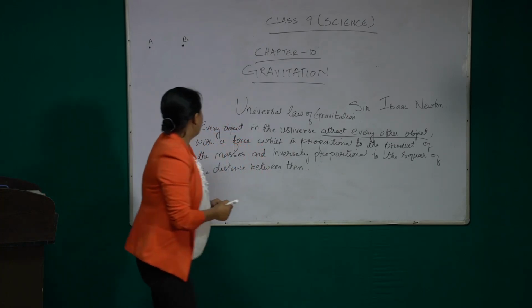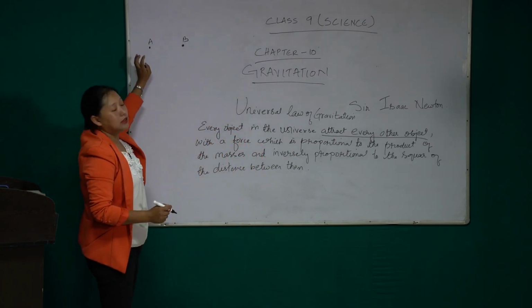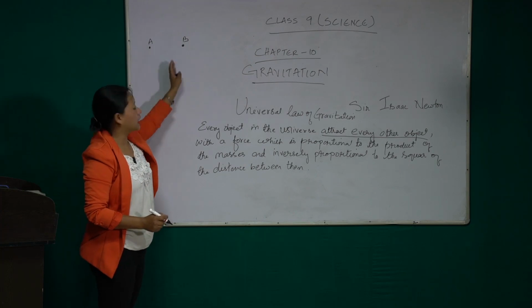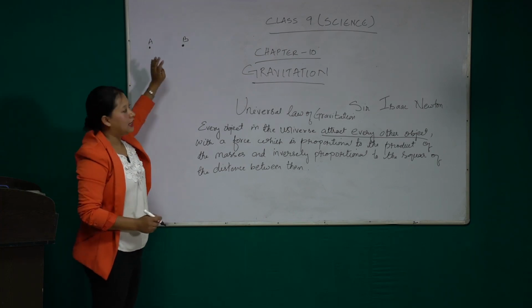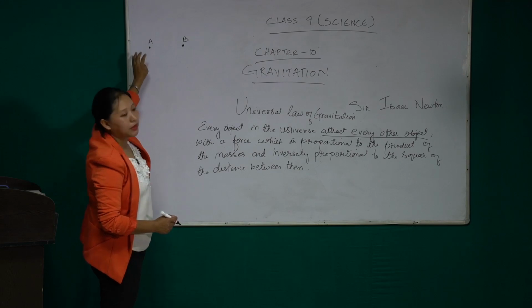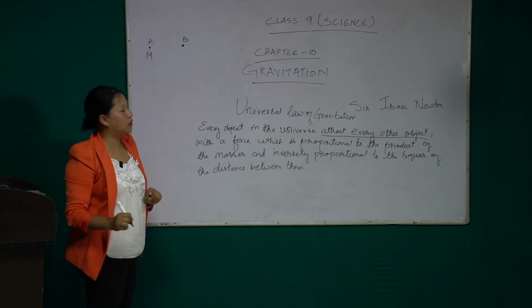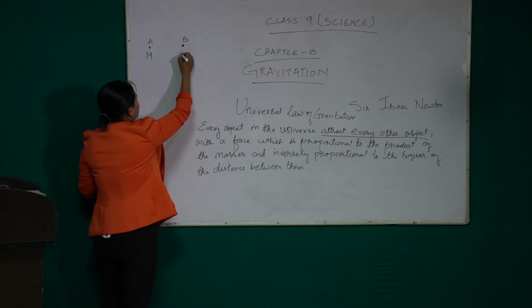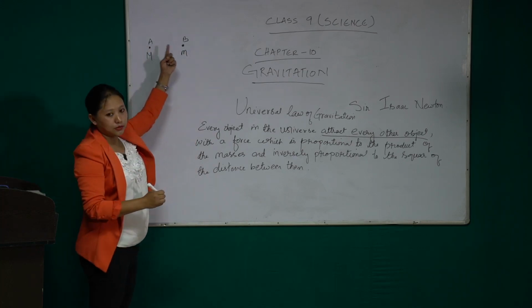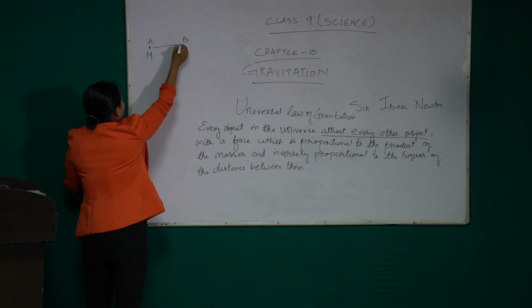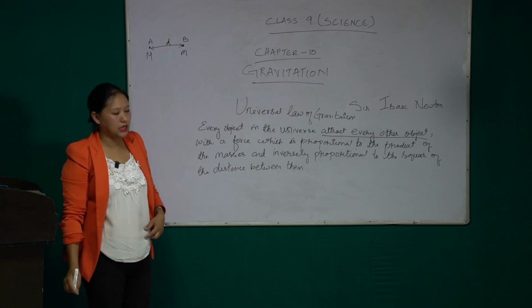So again, let us say the first object is A and the second object is B, and let's say the mass of the first object is capital M and the mass of object B is small m, and the distance between A and B, let's take it as D.